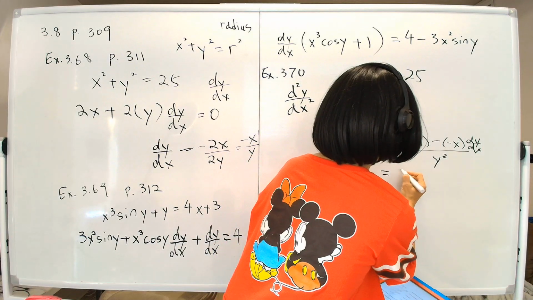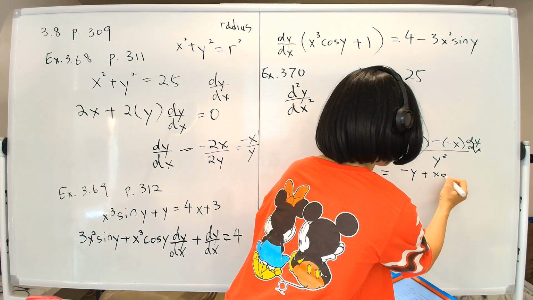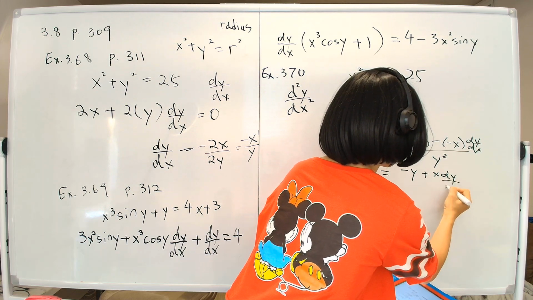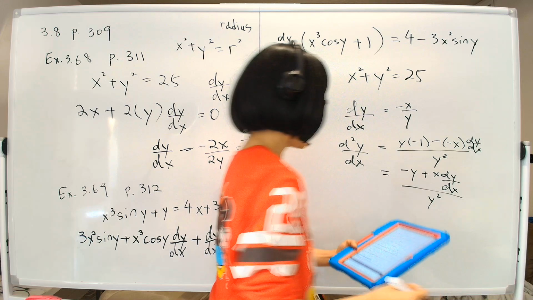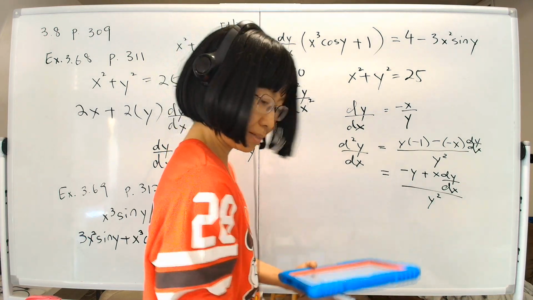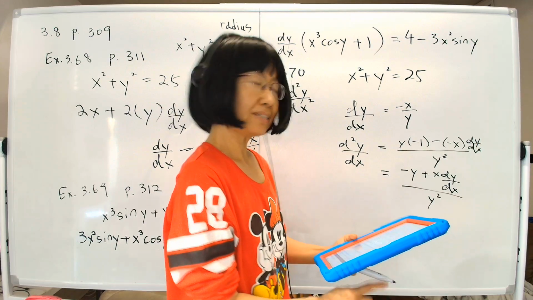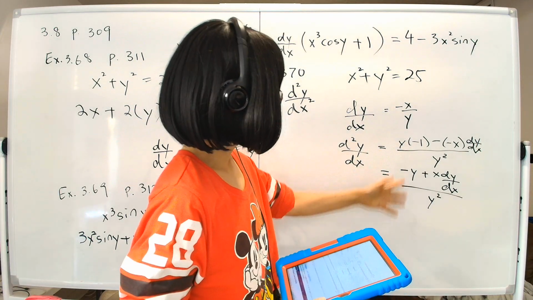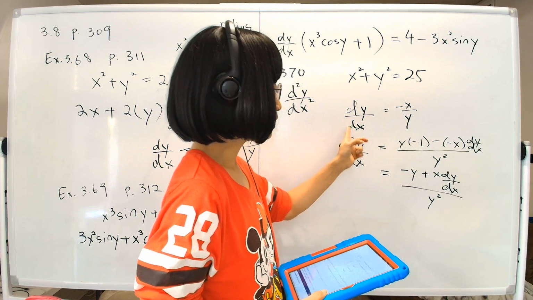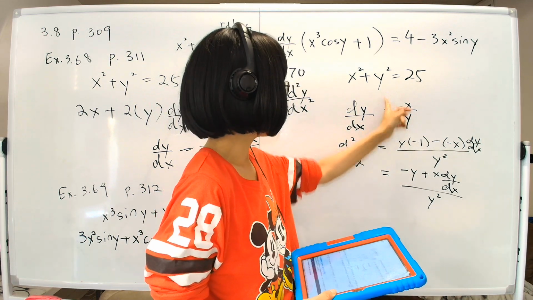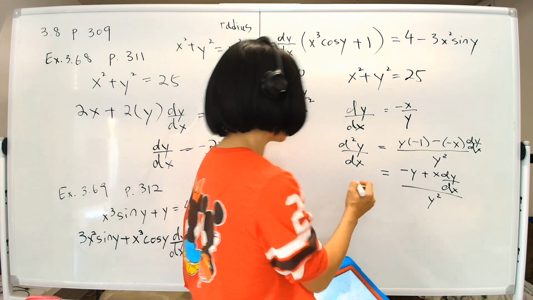Alright, so that's minus y plus x dy/dx, divided by y squared. Right? Now, let me see. Is that good enough? Well, pretty much, but we still have dy/dx in here, and we already know what it is. dy/dx is this thing, so we're going to plug that back in, and then the whole thing looks nicer.